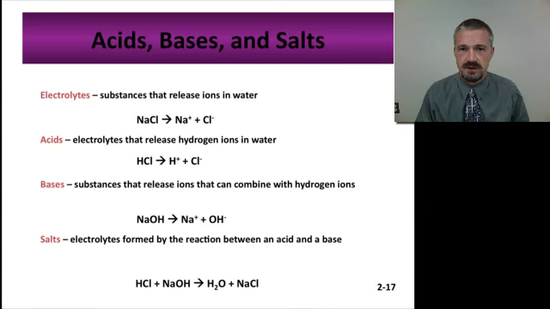I'm going to be discussing, I think, the last topic I need to hit on, at least in terms of the chemistry stuff here, and that is the description of what acids and bases are, and honestly, why are these important to us?